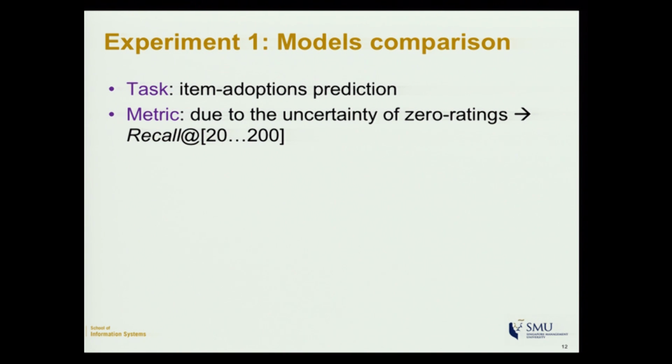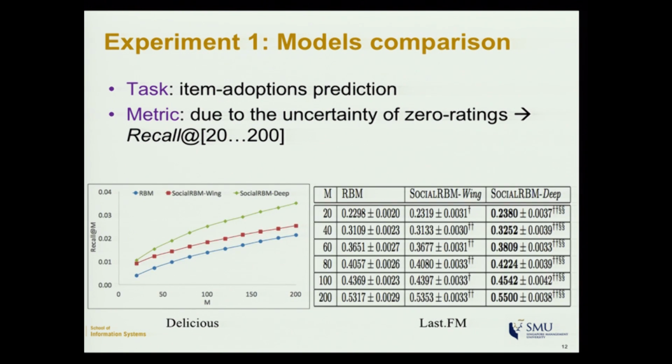Here the task is to make the prediction for the items. And because of the uncertainty of the zero ratings, we're just using the recall. And here are the results on Last.fm and Delicious. On Delicious, you can see that our two models are significantly higher across the different sizes. And for Last.fm, because the scale is quite small, we just show the numbers here.